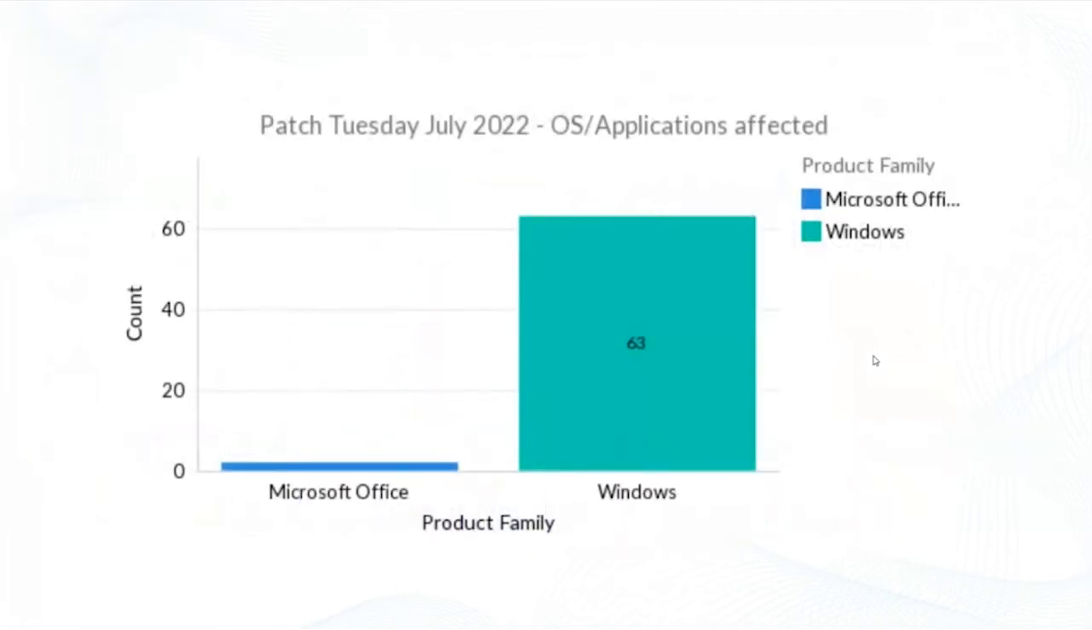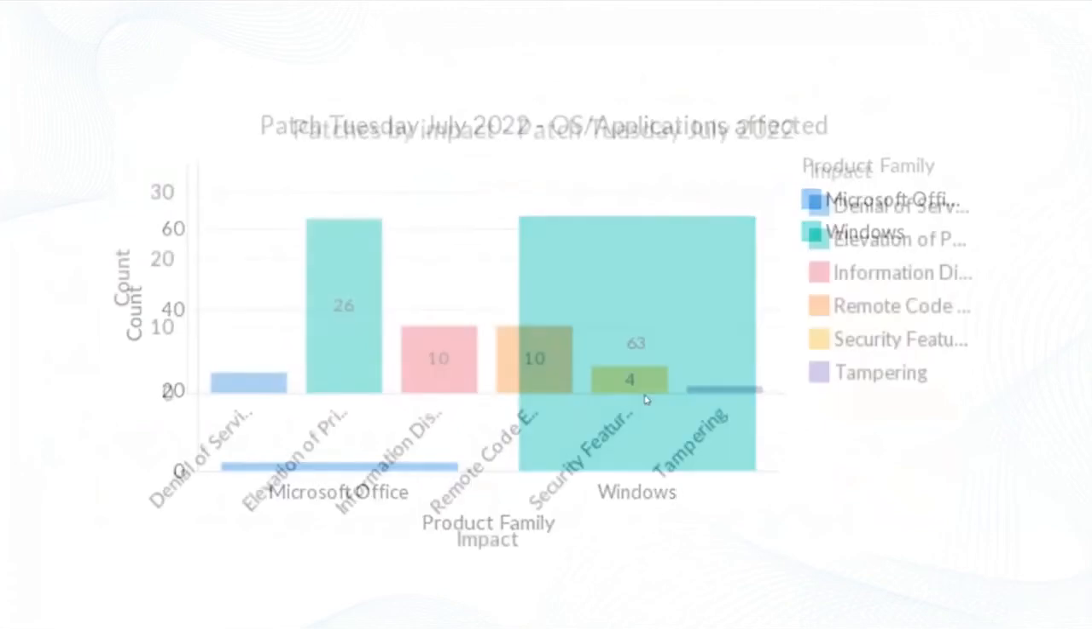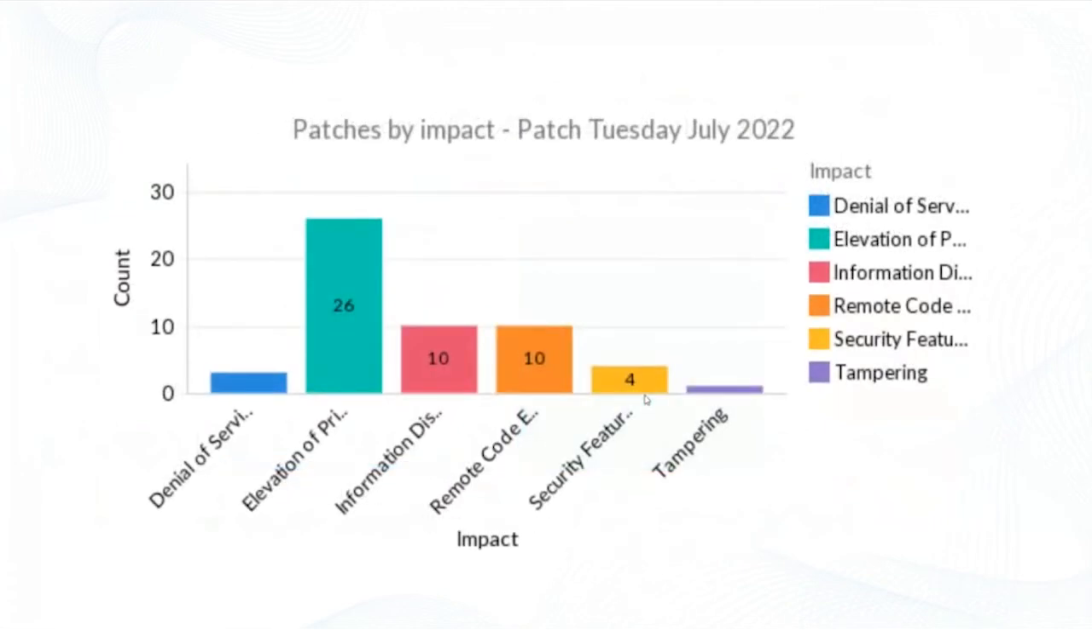Let's take a look at the operating systems and the applications that are affected. We see 63 vulnerabilities in Windows and a few in Microsoft Office. Talking about the patches by impact, as we already discussed, the vulnerabilities can have 6 different kinds of impact, starting with 26 vulnerabilities that can cause elevation of privilege, while 10 cause information disclosure, 10 cause remote code execution, and the others cause security feature bypass, tampering, and denial of service.